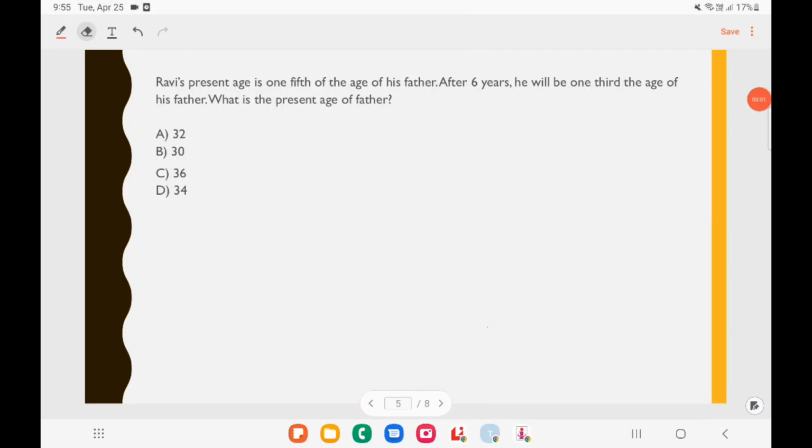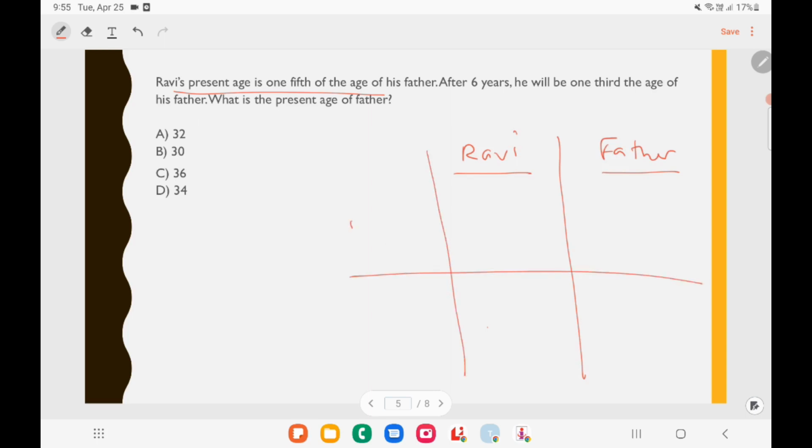So let us take a practice question now. This question also you can approach in 2 different methods. So let's see how we can do this. Ravi's present age is 1/5 the age of his father. So you have Ravi and you have his father. Now just like before, I am drawing a table for the present age. Assume the present age of Ravi is R and his father's age is F. It is said that the present age of Ravi is 1/5 the age of his father. That means R is equal to F by 5, or F is equal to 5 into R.